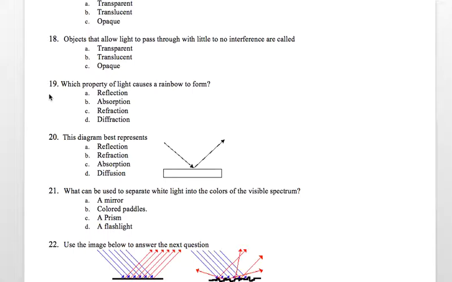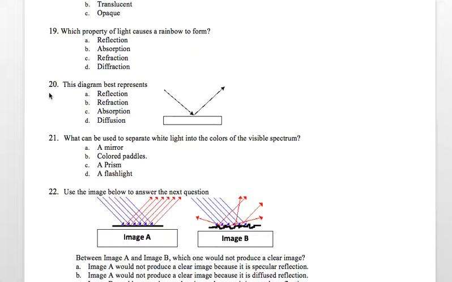Number 19, which property of light causes a rainbow to form? A, reflection, B, absorption, C, refraction, or D, diffraction. 20, this diagram best represents A, reflection, B, refraction, C, absorption, or D, diffusion.